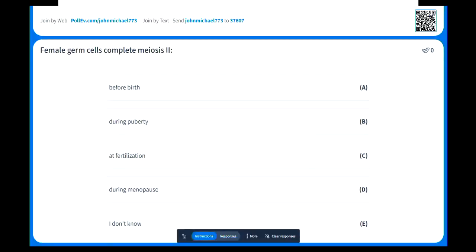Here's another question. So the female germ cells, they will complete meiosis 2. Is it, again, the 4 options: before birth, during puberty, at fertilization, or during menopause? You can again turn to your neighbors or your helpful TAs and they'll guide you. So this is a pretty important concept, folks. You can expect a question on this in the final exam.